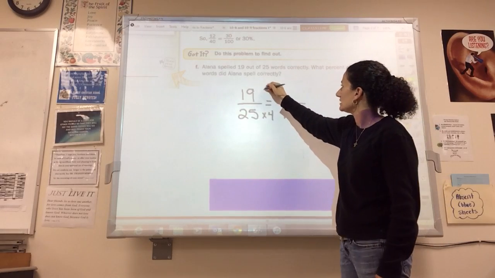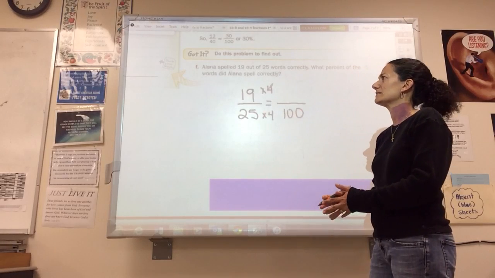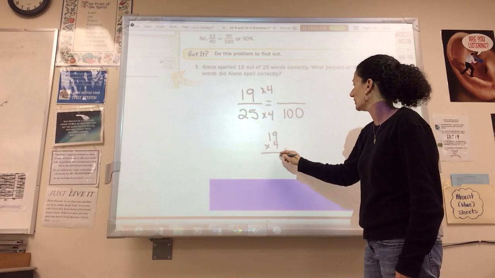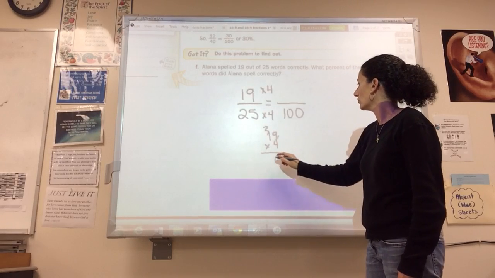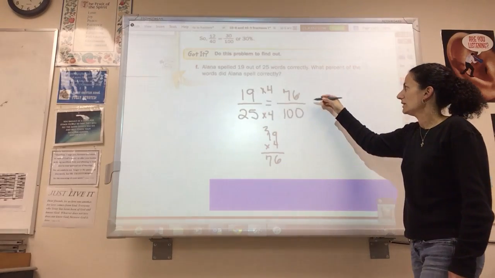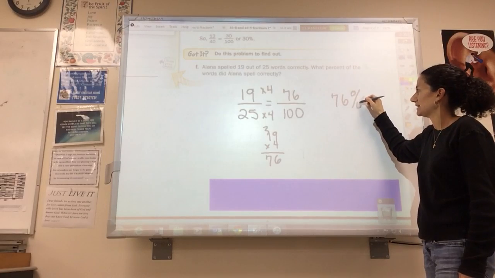So all we have to do is multiply the numerator by 4, and that will give us, let's see, check that out. 19 times 4 will give us 76. Once you have the denominator as 100, you just take the numerator and write the percent sign.